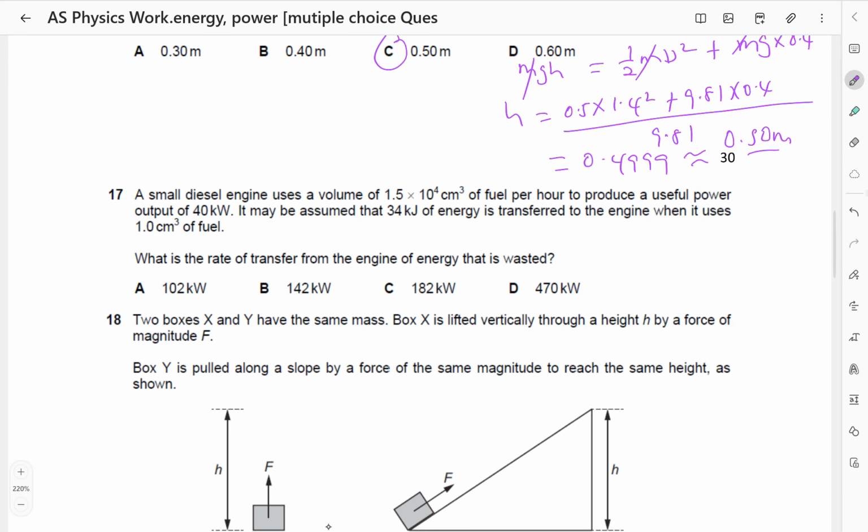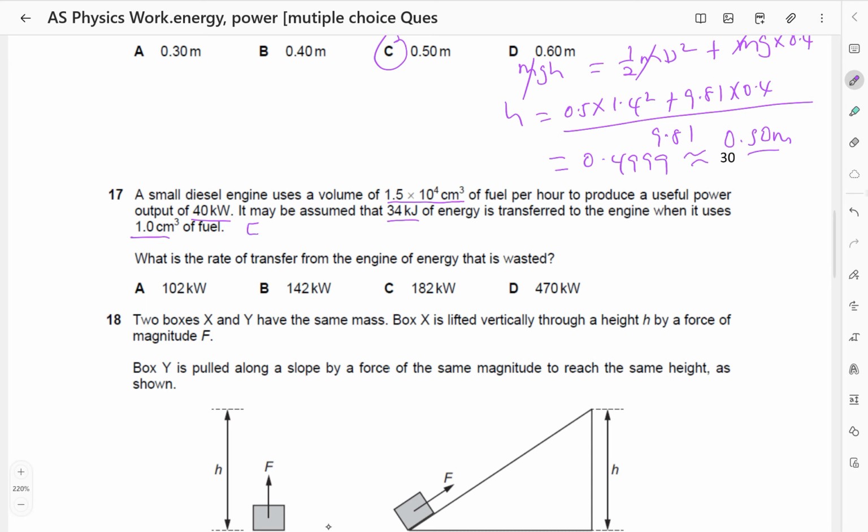A small diesel engine uses a volume of 1.5 times 10 power 4 centimeters cubed of fuel per hour to produce a useful power output of 40 kilowatts. It may be assumed that 34 kilojoules of energy is transferred to the engine when it uses 1.0 centimeter cubed of fuel. What is the rate of transfer from the engine of energy that is wasted?